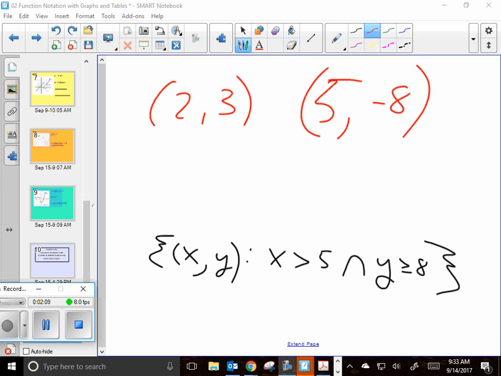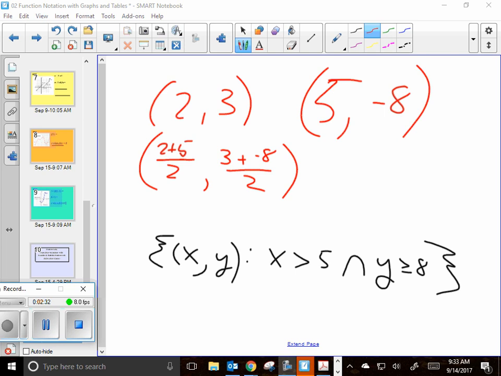Now, the midpoint is the average of the x's, comma, the average of the y's. That'd be 7 halves and 5 halves, also known as 3.5 and 2.5. Raise your hand if you had that. Okay, awesome. That was just the average of the x's, comma, the average of the y's. That's how you find the midpoint.